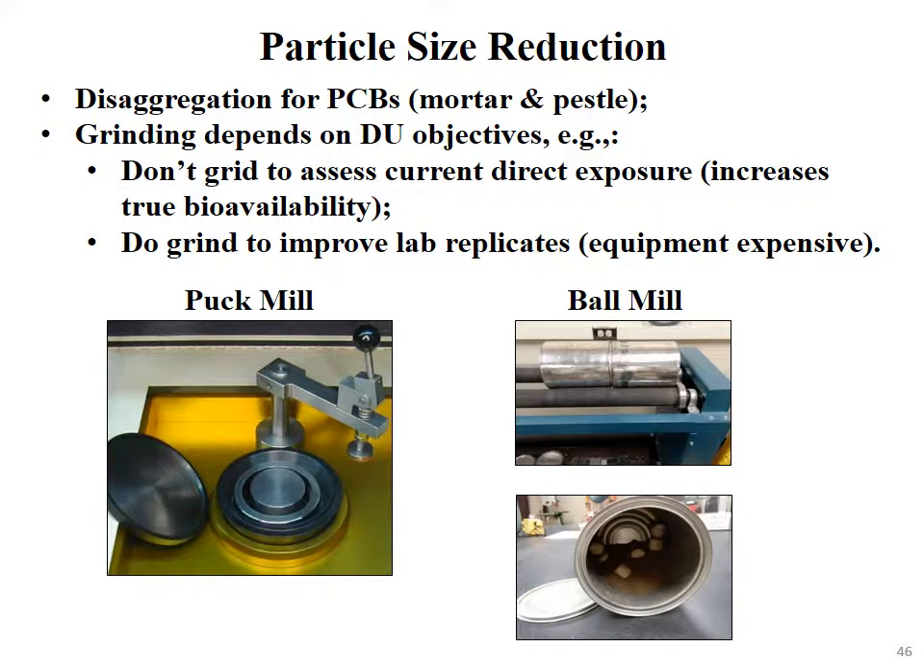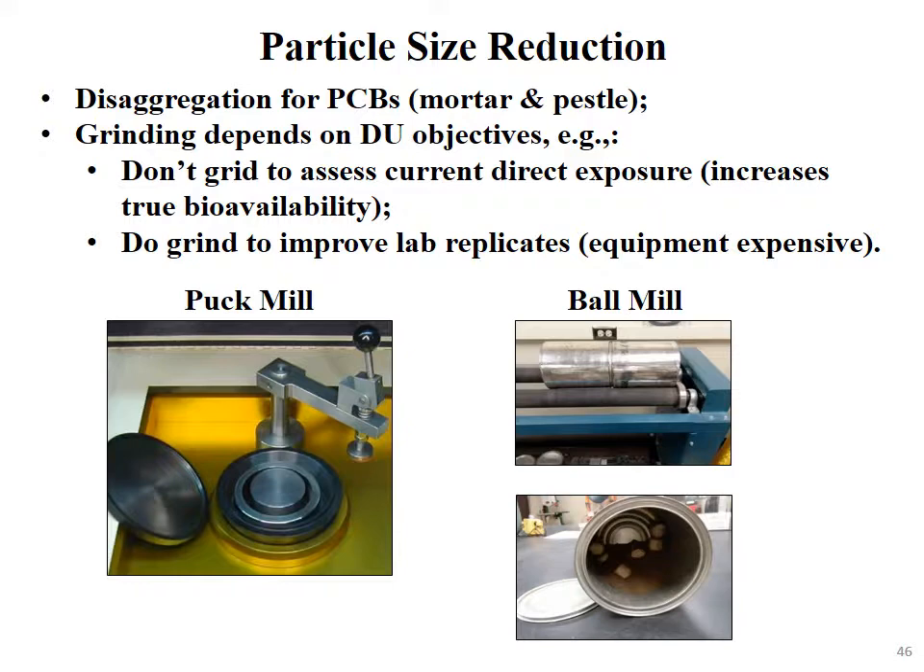A problem when the laboratory does its replicate samples, though, is if they can't get adequate replicate sample data, they may need to go back and grind the samples and then test those, and you'll get much better reproducibility once you grind the sample because now you have very fine particles. The problem with grinding samples is the equipment's expensive, around $25,000 just for a puck mill grinder, and they are going to charge you additional money to grind the sample. Something to work out, either in puck mills or ball mills.